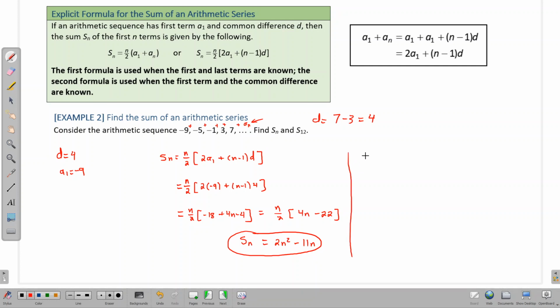So if we do that with 12, the sum of the first 12 terms would be 2 times 12 squared minus 11 times 12. All right, now the numbers do get large pretty quickly, so most of the time we're going to just put this expression into the calculator. That comes out to 156. So again, if you wrote out all the first 12 terms and added them together, it would give you 156.